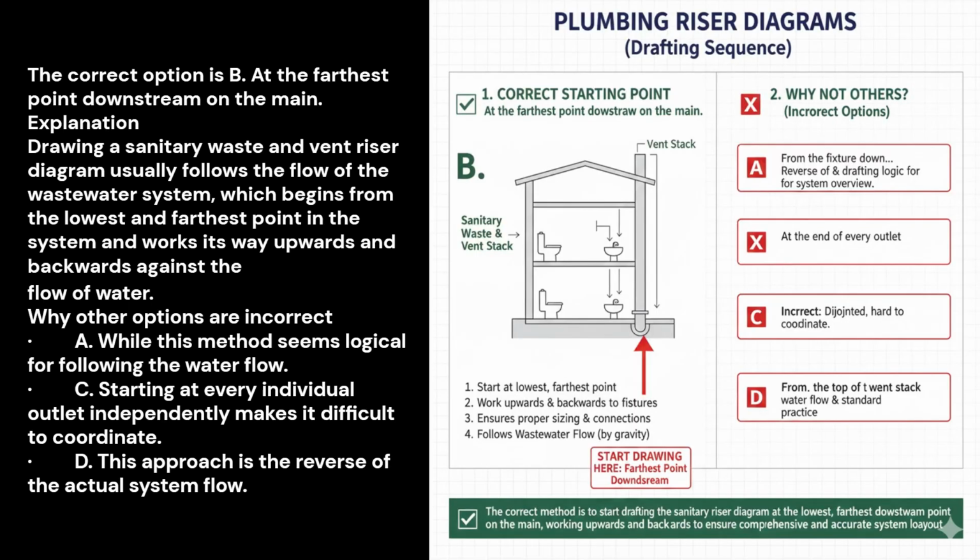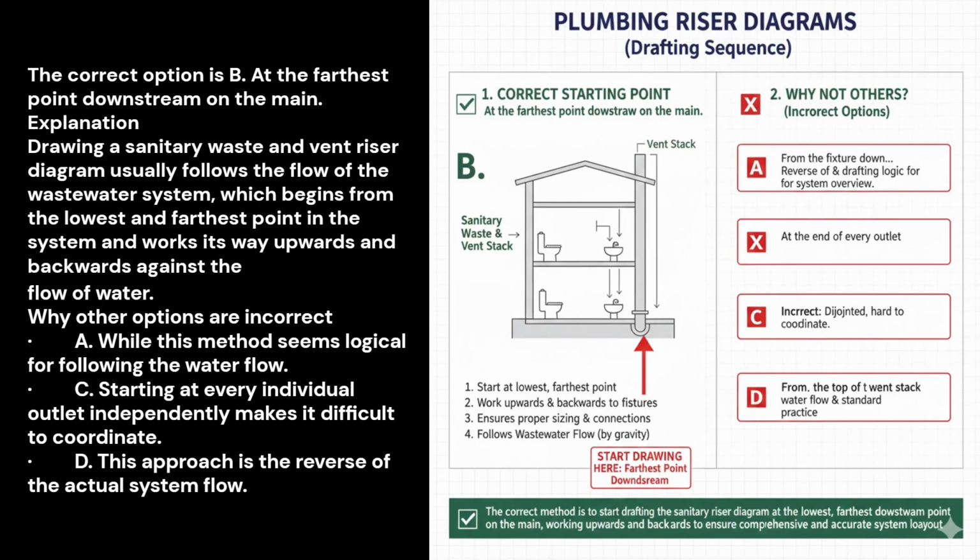The correct option is B. At the farthest point downstream on the main. Explanation. Drawing a sanitary waste and vent riser diagram usually follows the flow of the wastewater system, which begins from the lowest and farthest point in the system and works its way upwards and backwards against the flow of water. This approach ensures that all components, branches, and connections are correctly accounted for as the diagram builds from the main outgoing line to individual fixtures and up through the vent system.